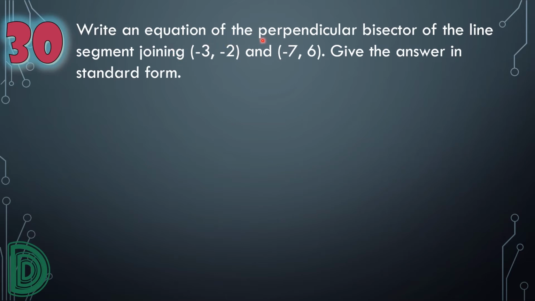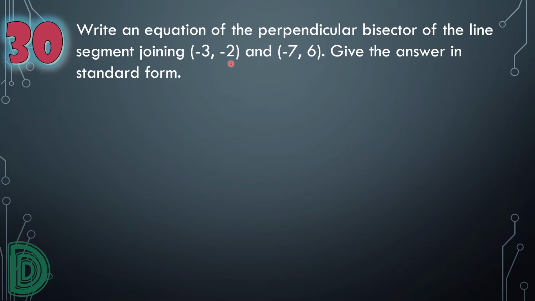Write an equation of the perpendicular bisector of the line segment joining negative 3, negative 2, and negative 7, 6. Give the answer in standard form. To find the equation of the perpendicular bisector of the line, we need to get the midpoint of the segment joining the two given points, since we have the bisector.